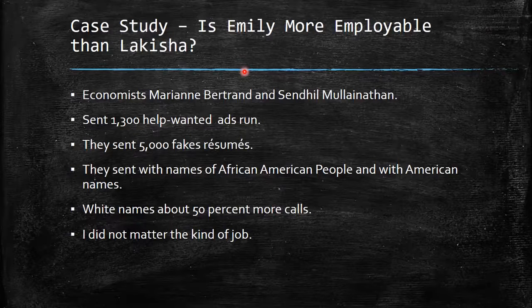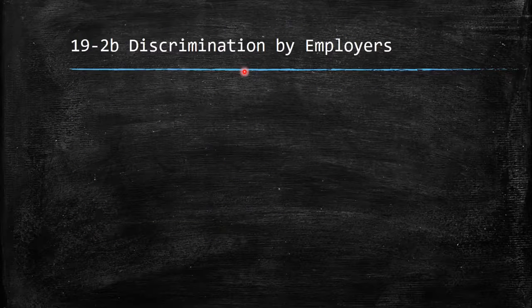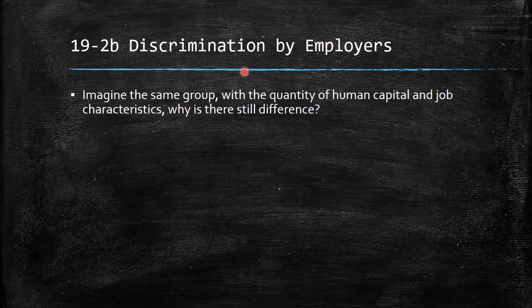The answer is astonishing, because white names receive 50% more calls. And it didn't matter the different kinds of jobs, and even advertising of jobs that say they don't discriminate at all because of race. So then you can see how the culture that we live in, unfortunately, is still racist in some way. Then here, discrimination by the same employers.